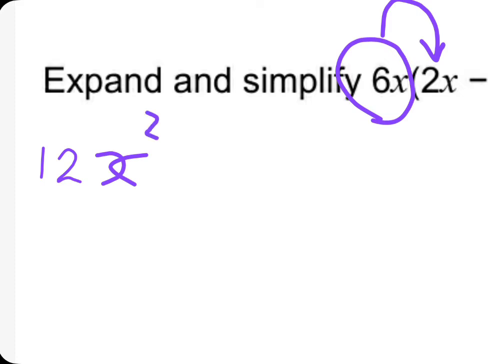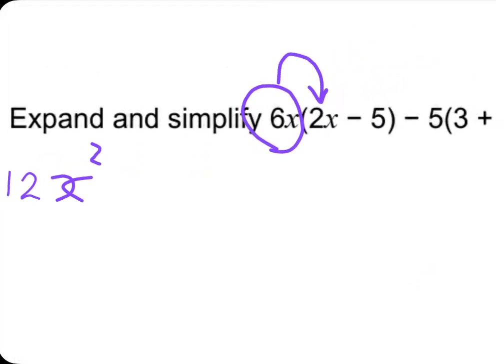This is very important, guys. X times x equals x power of 2. When you multiply variables or constants or numbers with powers, you add the powers. So x power of 1 multiplied by x power of 1 equals x power of 2. Very good.